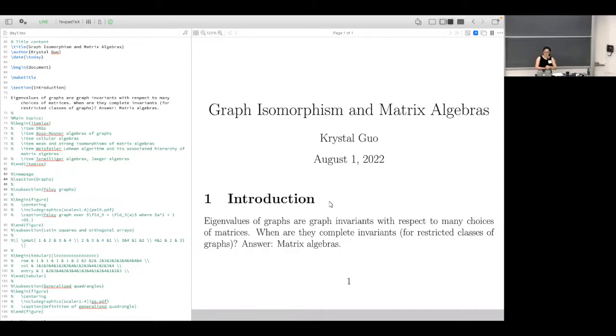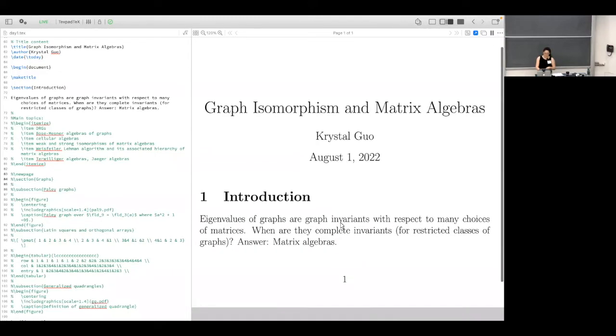This mini course is supposedly about graph isomorphisms and matrix algebras. So the big picture is that the eigenvalues of graphs are graph invariants with respect to many choices of matrices. What I mean by that is that if you have two graphs that are isomorphic and you compute their eigenvalues with respect to the adjacency matrix or the Laplacian matrix, the eigenvalues will be equal. And so it's very tempting to ask if it's a complete invariant.